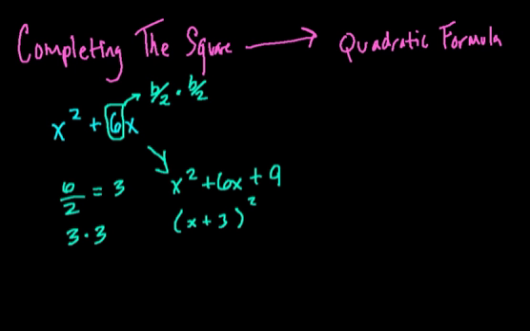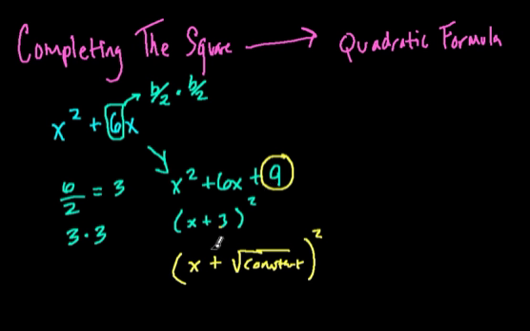So really all you have to look at is this constant right here, and in these parentheses it's going to be x plus the square root of the constant. And that's a nice little way of looking at this, right? You take this quadratic equation right here and you factor it, it will just be x plus 3 squared, so x plus the square root of the constant squared.